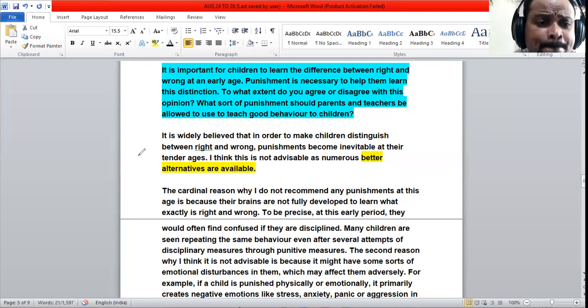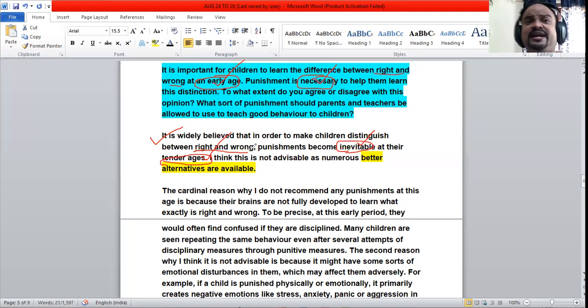Now let's move ahead with the answer. So the first sentence: it is widely believed that in order to make children distinguish between right and wrong, punishments become inevitable at their tender ages. At an early age, it becomes inevitable. It is necessary. So these are the crucial words I have marked: tender ages, early age, necessary, inevitable, in order to distinguish between right and wrong. I have copied it like that. But the main focus is on two areas: early age, that is tender ages, and necessary or mandatory or inevitable. These are the two focus words we are going to focus on in this particular essay.